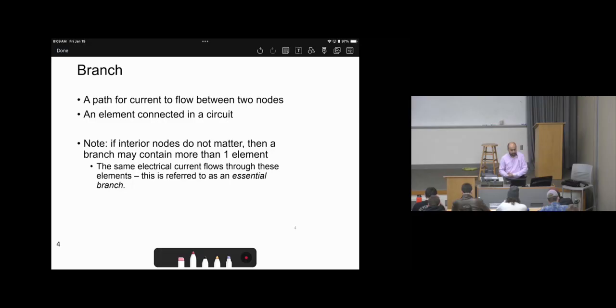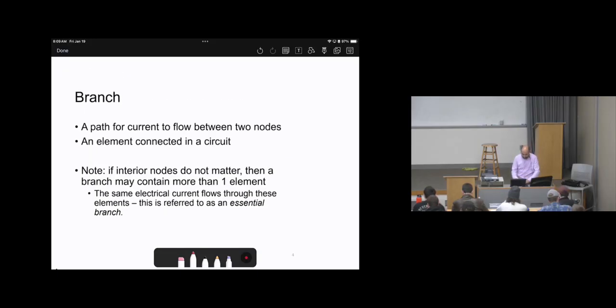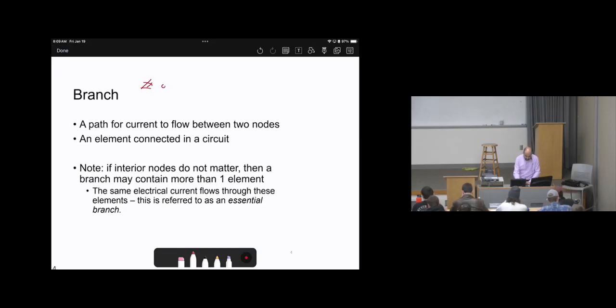What do you mean by branch? Basically, a branch is the connection of an element. So basically, I would say the number of branches equals the number of elements. That's simple. So how many branches, how many elements? However, there is something called an essential branch.